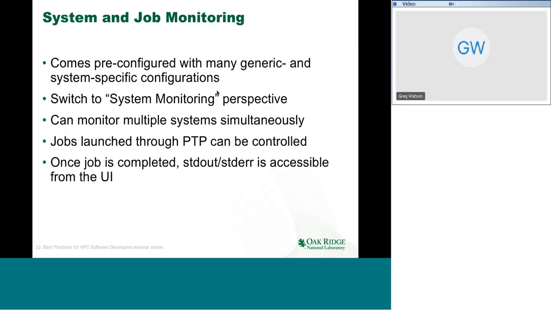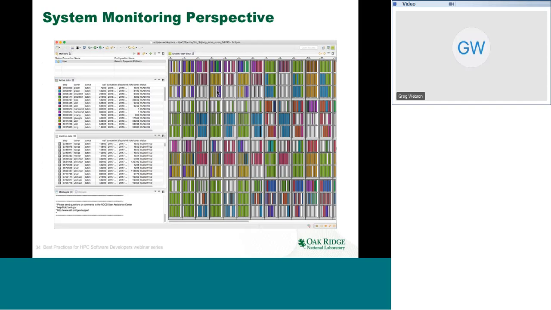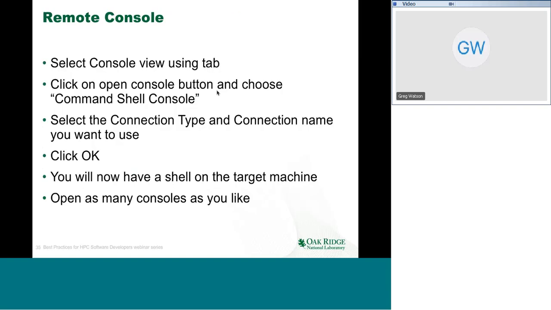You can do system and job monitoring. This is an example of monitoring what's going on on Titan. You can see the activity on the nodes, and you can see the batch queues, all from within the Eclipse environment. There's a remote console as well. It's integrated into Eclipse, so from within the Eclipse IDE you can open a console, and it's essentially like having a terminal. So you don't need to run a separate terminal program. This would be useful for Windows because you don't need to install PuTTY or whatever. You can just do it directly from within Eclipse.